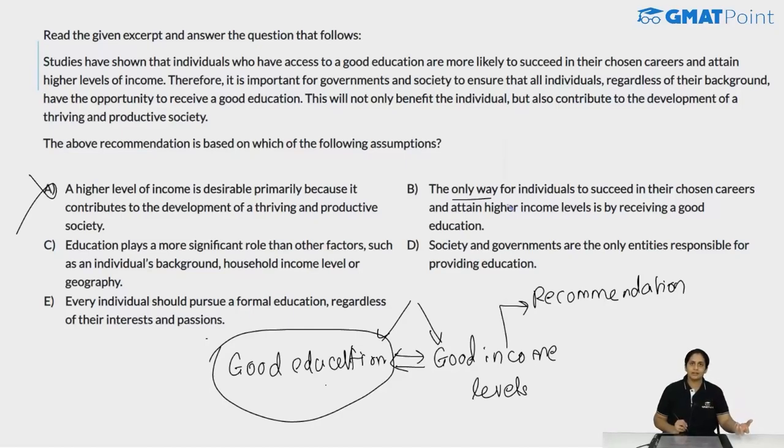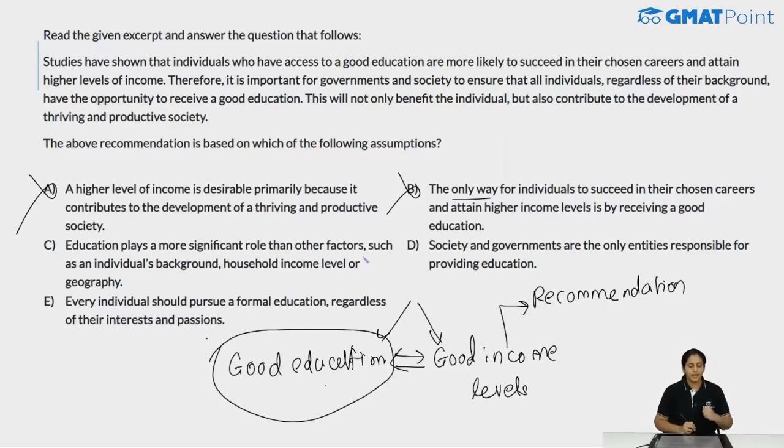And if you increase the number of people who have a good education, you're increasing the number of people with good income levels, and that benefits society as a whole. So even if there are other ways, if this way works, the conclusion stands, the course of action stands. So B does not invalidate our conclusion. So B is not an assumption.